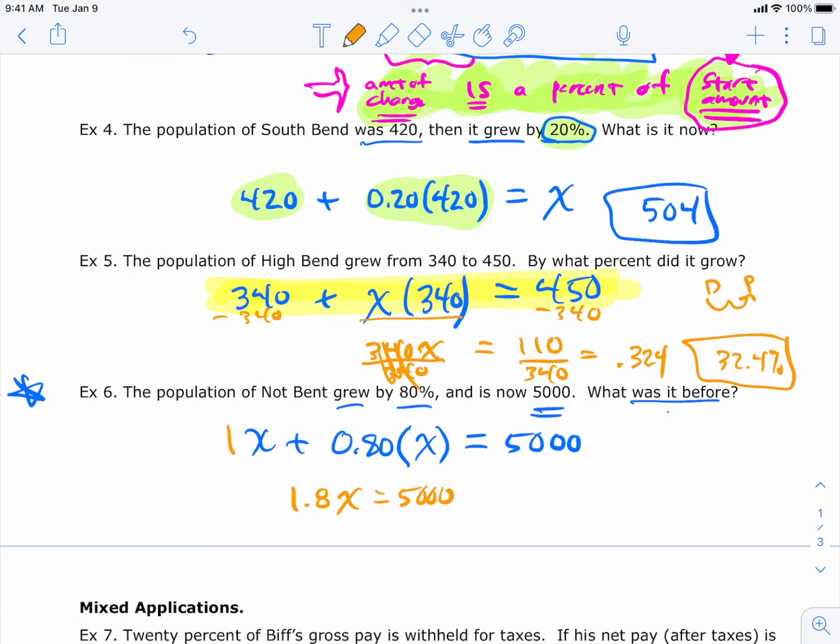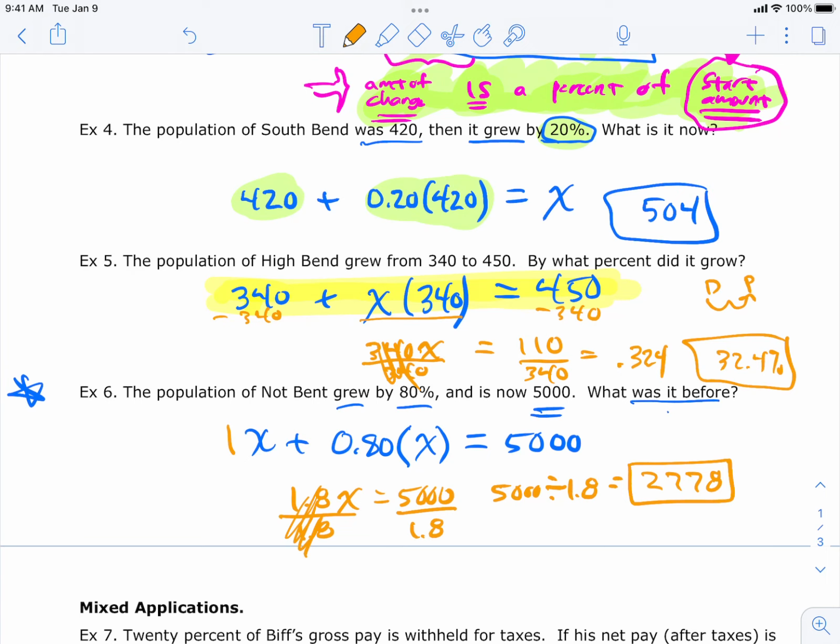So in order to solve this, you want to cancel the 1.8 off the x. You take the 5,000 and divide it by 1.8. On the calculator, that looks like this: 5,000 divided by 1.8. I hope I did this right. I got, if I round to the nearest person, 2778.